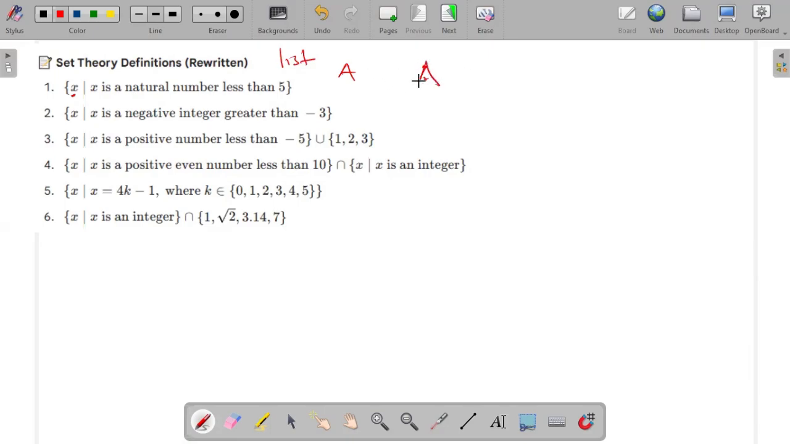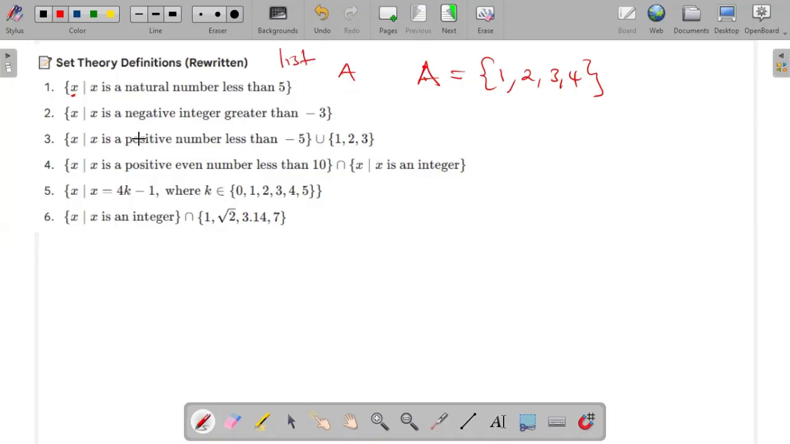So I'll say A is equal to the natural numbers less than 5. The natural numbers are the counting numbers starting from 1 to infinity. That's 1, 2, 3, 4, all the way going up to wherever, because it's infinity. Those that are less than 5 are 1, 2, 3, and 4.